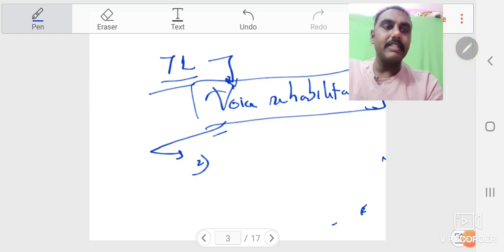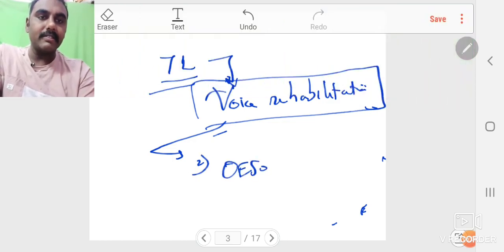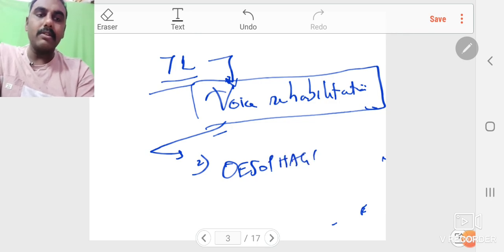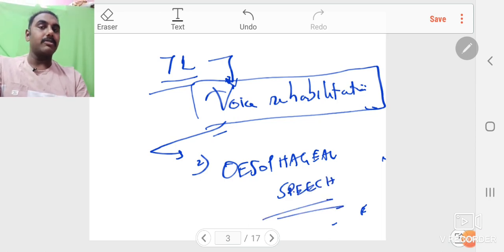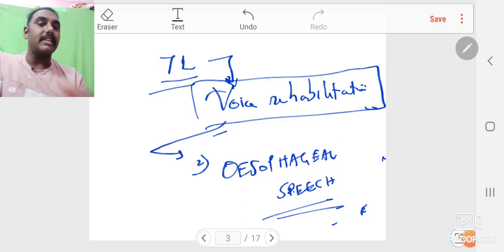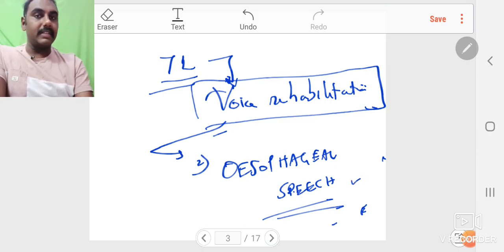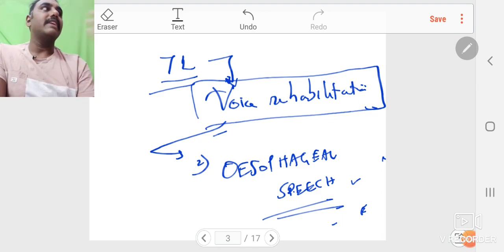The second one is esophageal speech. What we discussed in a total laryngectomy is that the entire larynx is removed, so the patient does not have any vocal cord to produce a sound. So, he needs some other structure to produce a sound. Here we can train the patient to speak through his esophagus. We can ask him to take some bouts of water.